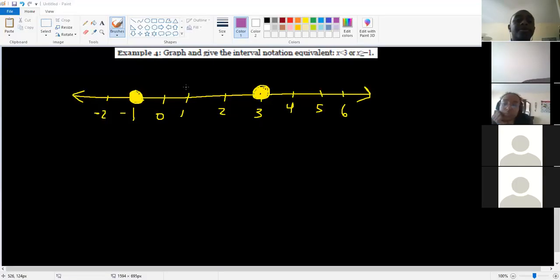So we're given this problem. Graph and give the interval notation equivalent of x is less than 3 or x is greater than or equal to -1.